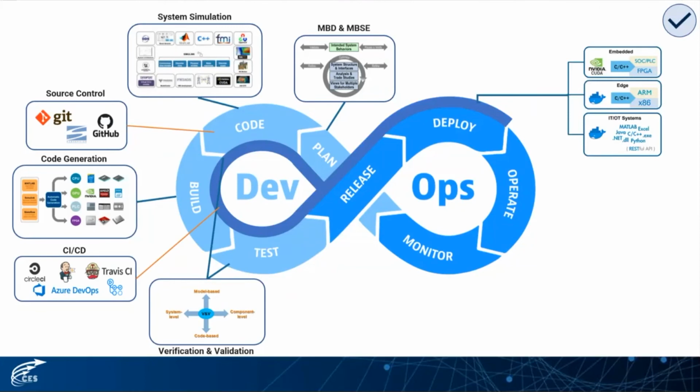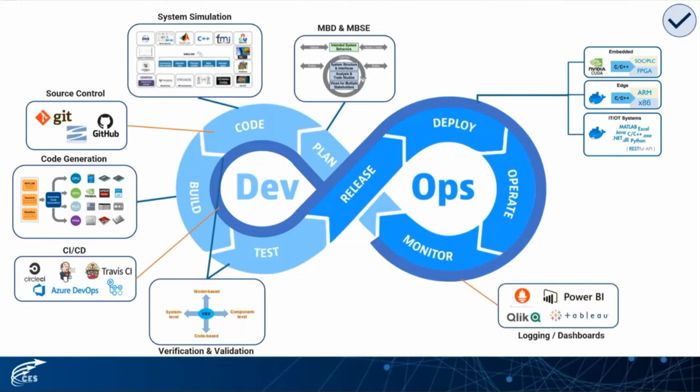As we go to the deployment stage, we can use generated code and directly deploy it into embedded and edge systems. Or we can use things like Docker and Kubernetes to deploy into IT and OT systems. Logging and dashboard tools like Tableau and Qlik can integrate with MathWorks tools to facilitate the data logging and monitoring stage.